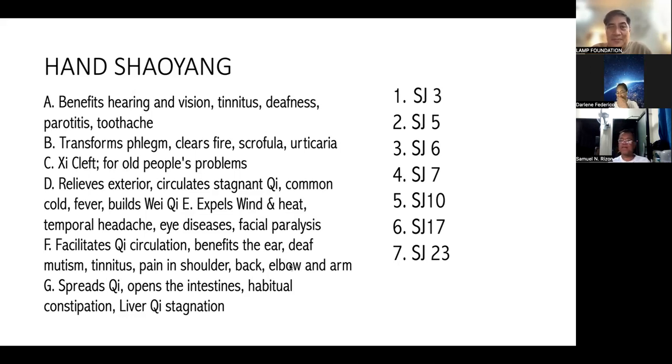Number 2, SJ5. SJ5, immune system, psychological. Ang bilis. O, di ba? Pinakita ko na kanina. Letter D. Okay. Tuloy-tuloy mo na. Hindi mawala yung momentum. Okay, number 3, SJ6. Di ba sinabi ko kanina, very effective yan for constipation.